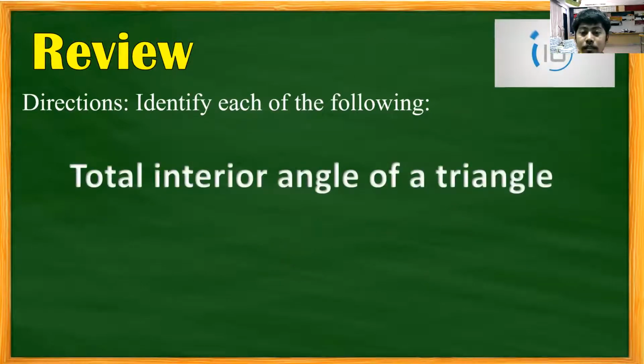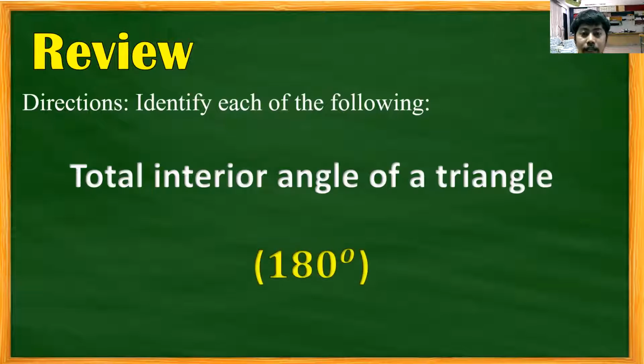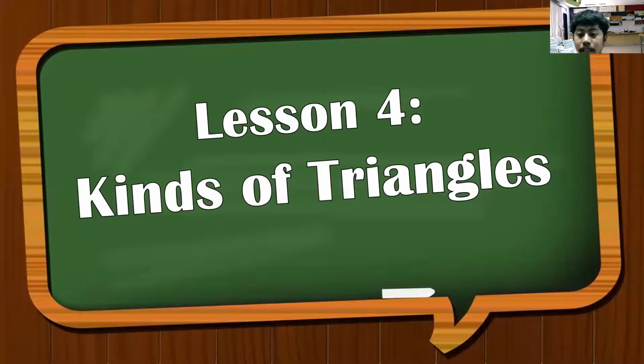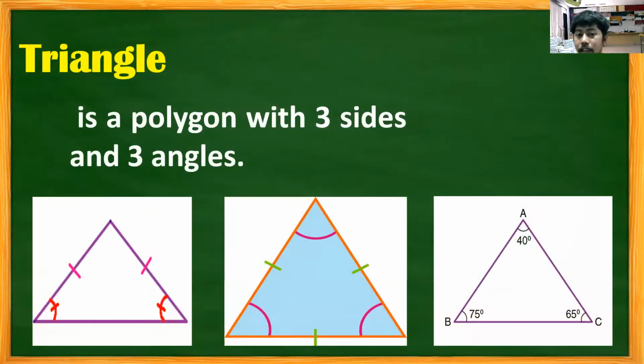Next, the total interior angle of a triangle. What do you call this one? The total inside the triangle. What is the total angle? 180 degrees. Okay, next, the kinds of triangles. A triangle is a polygon with 3 sides and 3 angles. From the name triangle, 3 angles with 3 sides, it's a closed figure which is a polygon.